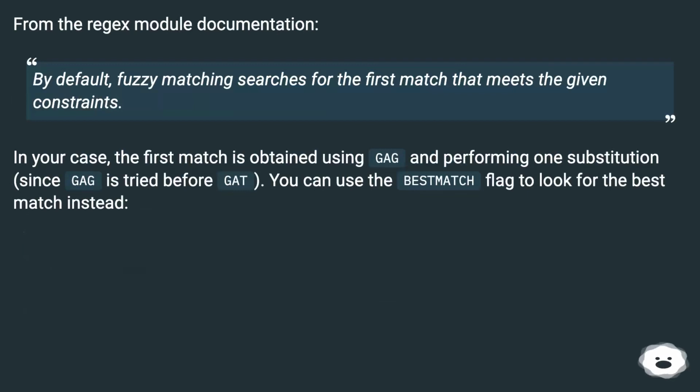From the Regex module documentation: by default, fuzzy matching searches for the first match that meets the given constraints. In your case, the first match is obtained using gag and performing one substitution, since gag is tried before gat. You can use the best match flag to look for the best match instead.